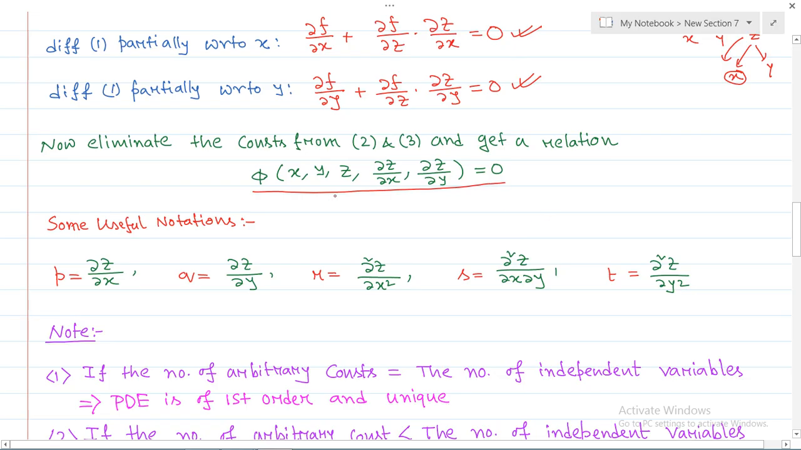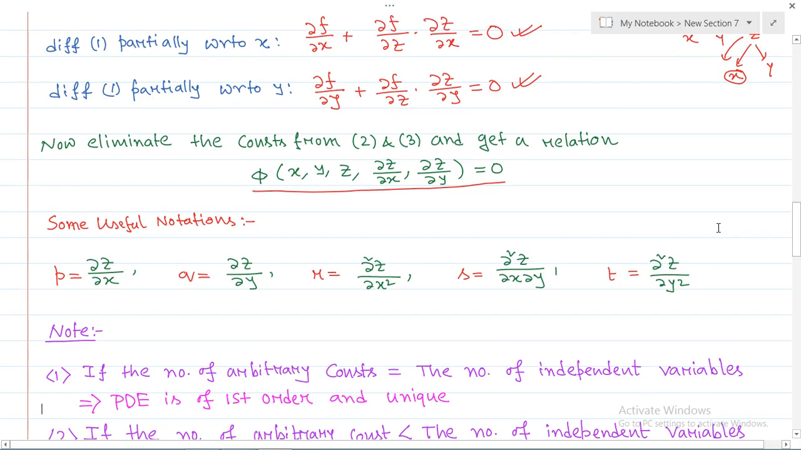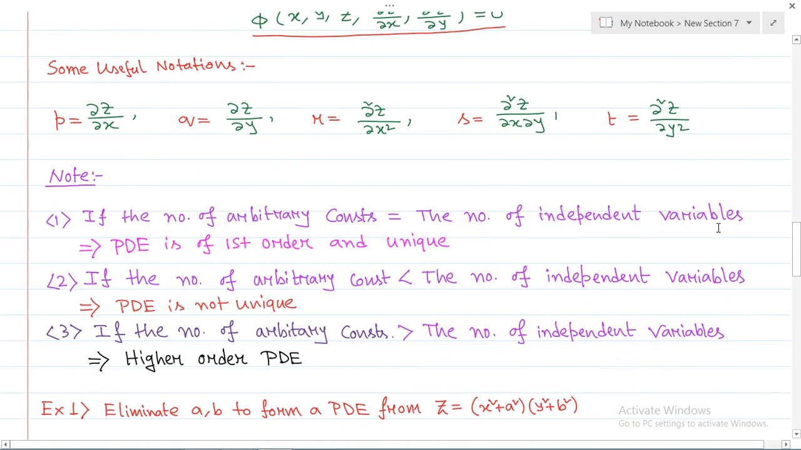Now some useful notation that throughout this chapter and this unit we are going to use, that is the partial derivatives and their symbolic form. So remember this: del z del x will be symbolized by p, del z del y will be symbolized by q, del 2z del x2, the second order derivative with respect to x, is symbolized by r, del 2z del x del y will be symbolized by s, and del 2z del y2 will be symbolized by t.